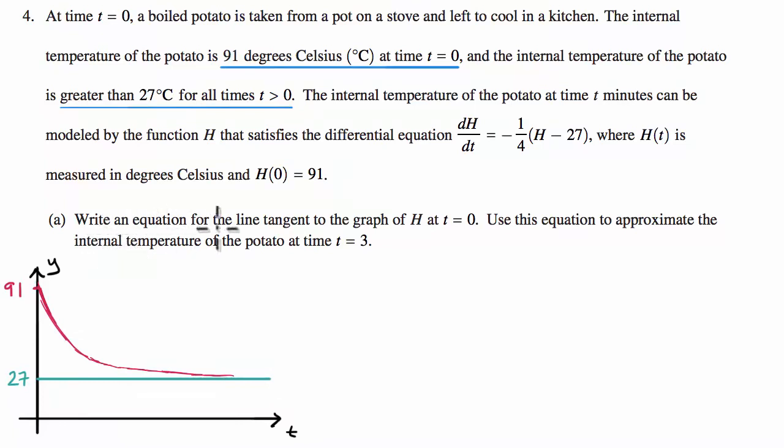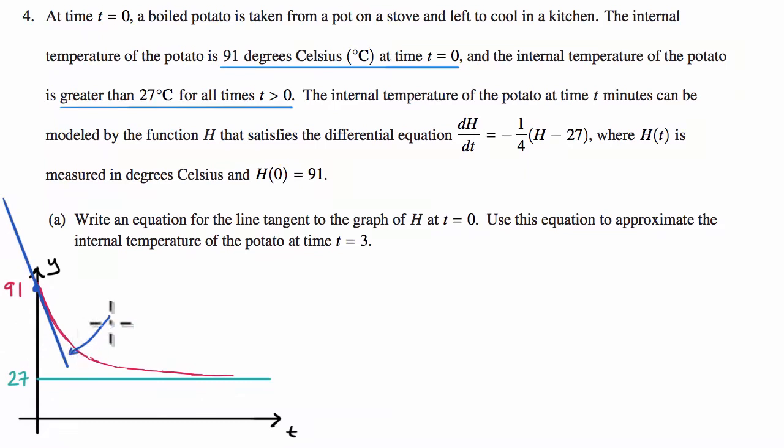So with this out of the way, now let's tackle part A. Write an equation for the line tangent to the graph of h at t equals 0. Use this equation to approximate the internal temperature of the potato at time t equals 3. So what are we going to do? Well, we're going to think about what's going on at time t equals 0, right over here. We want the equation of the tangent line, which might look something like this at t equals 0.